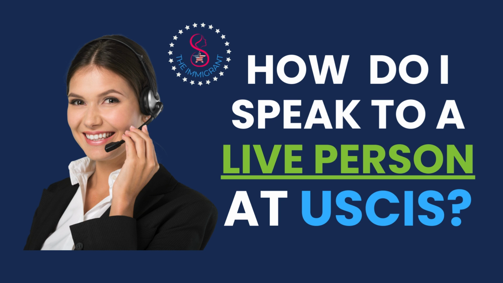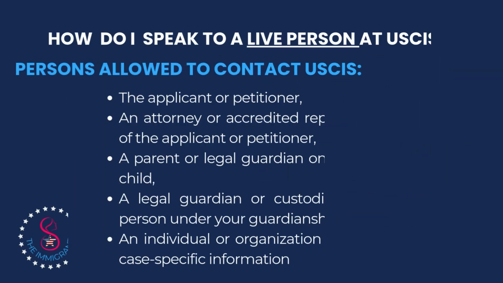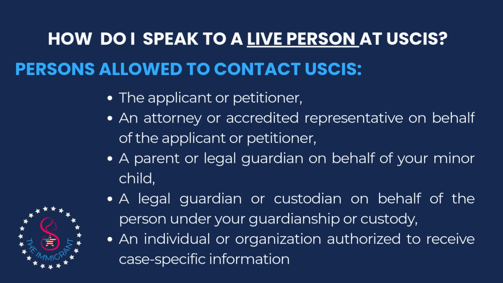Let's dive right in. To ask a question about a specific case using live assistance, you need to be one of the following: the applicant or petitioner, an attorney or accredited representative on behalf of the applicant or petitioner, a parent or legal guardian on behalf of your minor child, a legal guardian or custodian on behalf of the person under your guardianship or custody, or an individual or organization authorized to receive case-specific information.